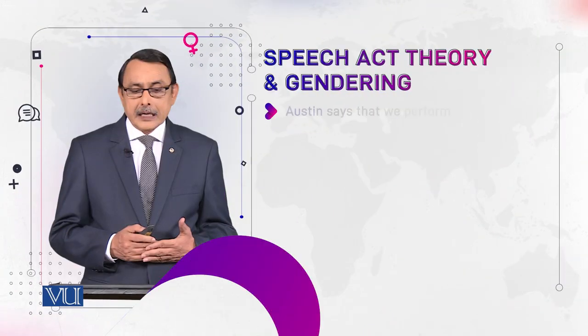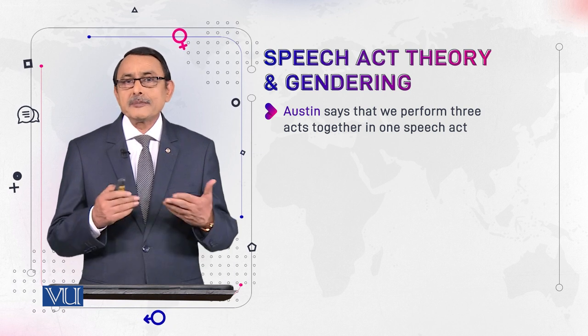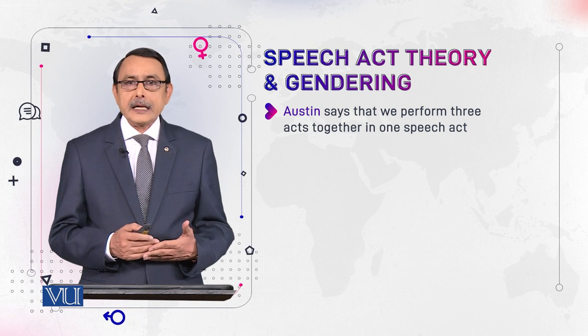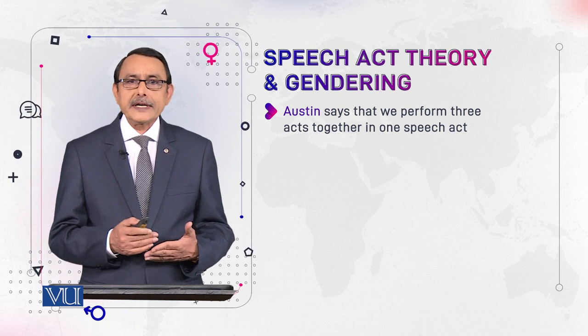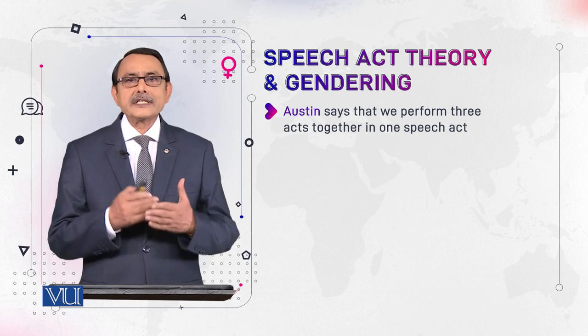Now, we want to prove that gender is a speech act. Austin helps here to know this. He says that whenever we perform a speech act, this single act is actually a composition of three acts, and we perform these three acts simultaneously.